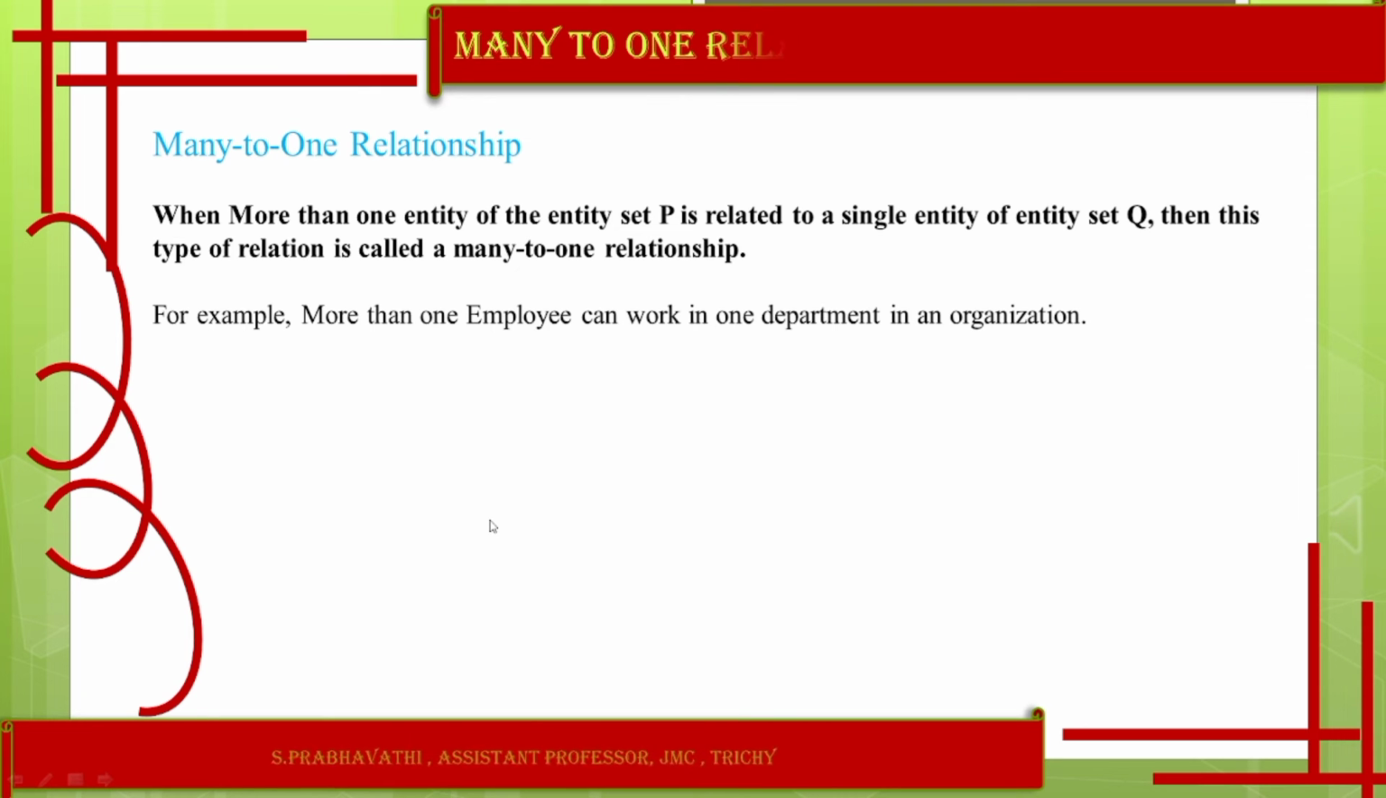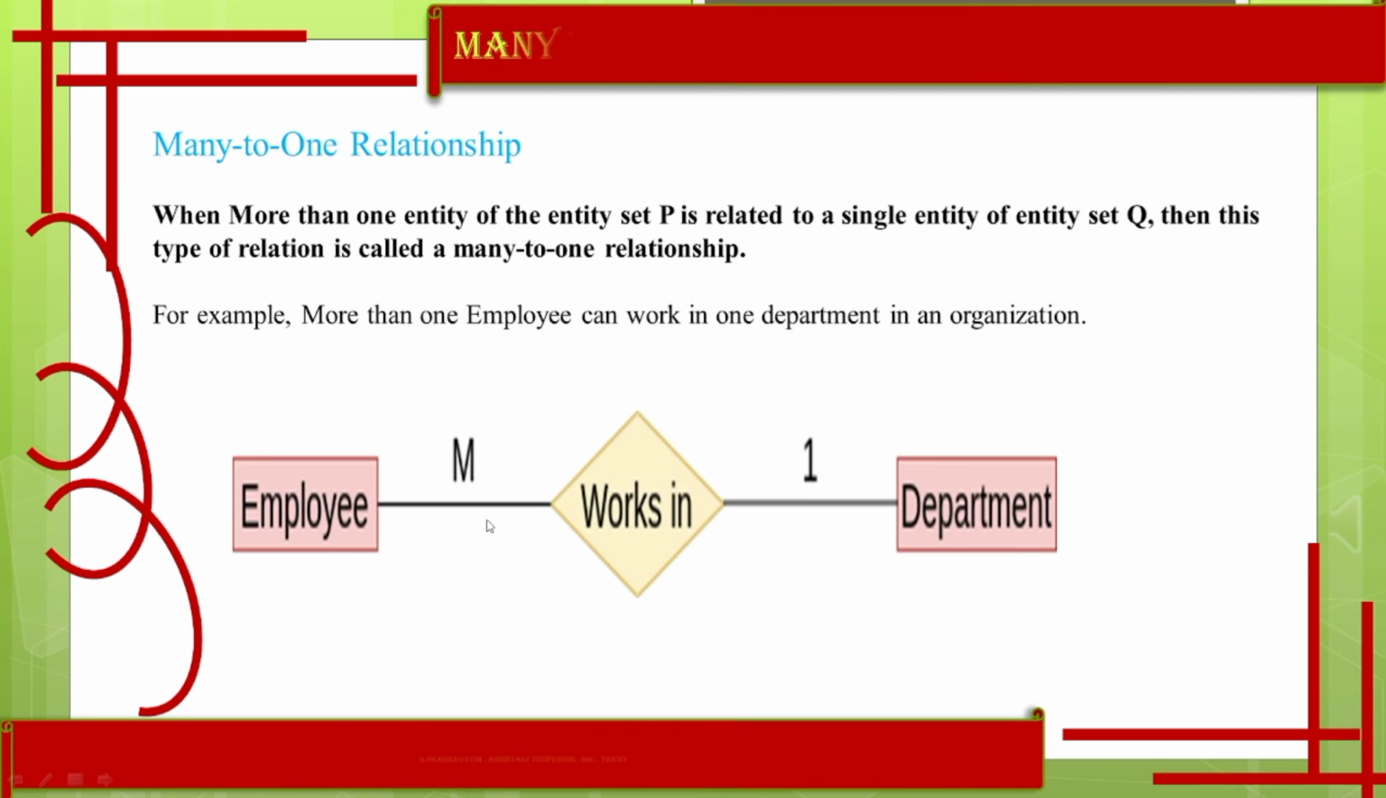Next, many-to-one relationship. When more than one entity of an entity set P is related to a single entity of entity set Q, then this type of relationship is called a many-to-one relationship. For example, more than one employee can work in one department in an organization. Many employees working in one department is called a many-to-one relationship.